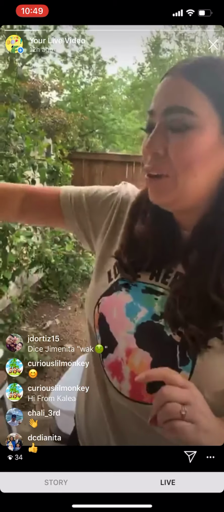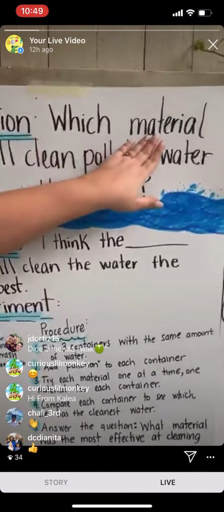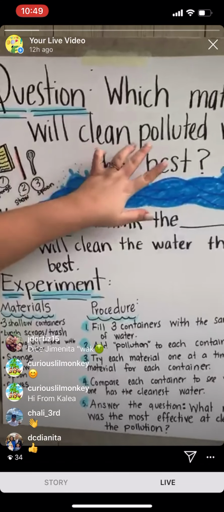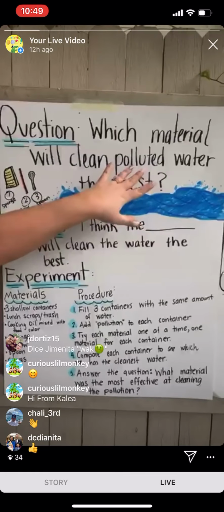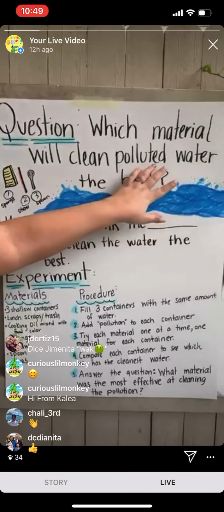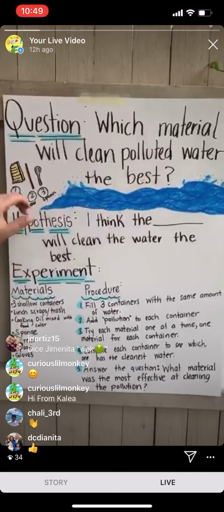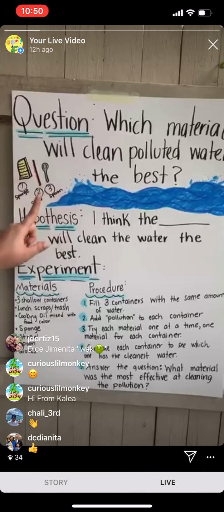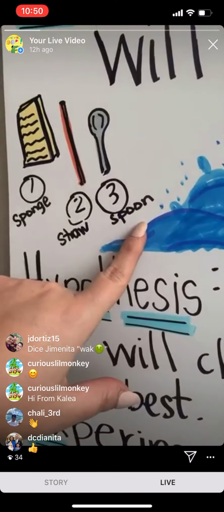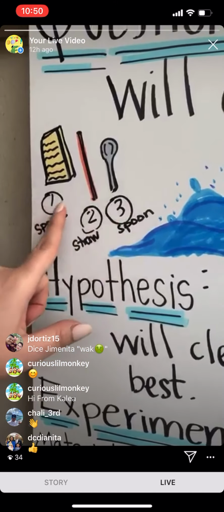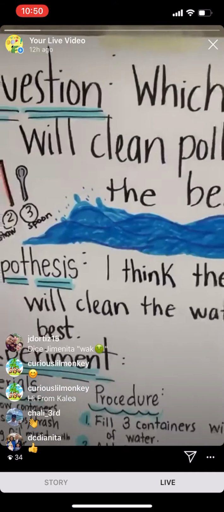So today our question, here's our steps. Our question is, which material will clean polluted water the best? Remember, polluted water means water that's dirty. It's been made dangerous. We cannot drink it. So we're gonna try out three different materials, a sponge, a straw, and a spoon. And we're gonna see which of these will clean the water the best.